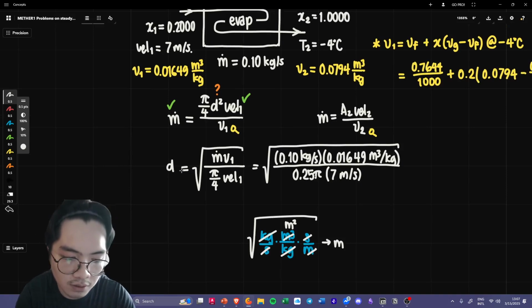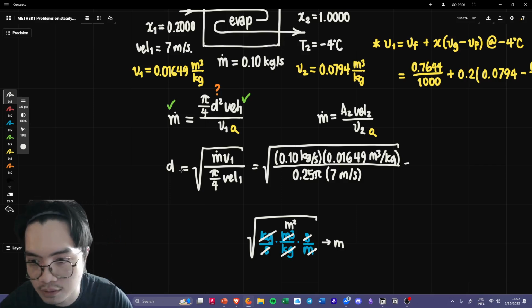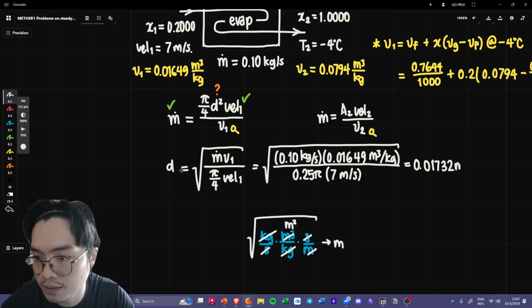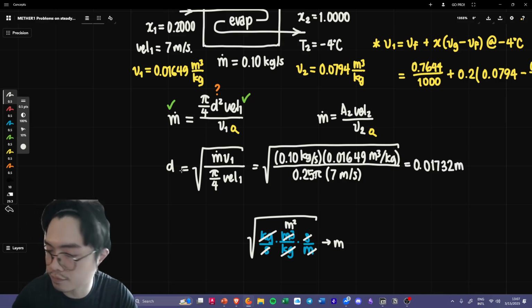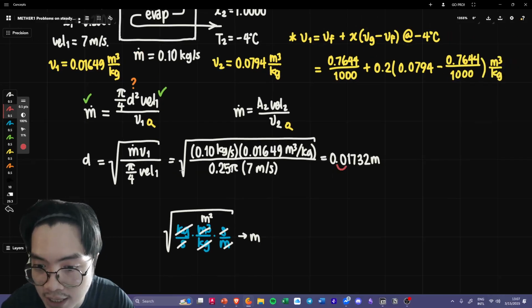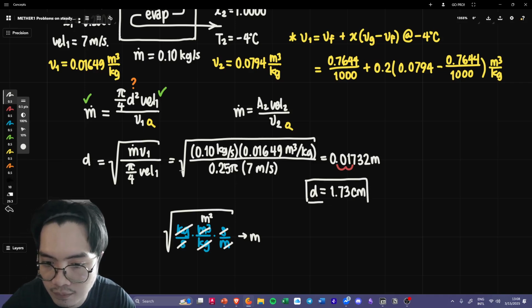Now we put all of this into our calculator. Square root of 0.1 times 0.01649 all over 0.25 pi times 7. That will give us a value of 0.017319 or 32 meters. And I'm putting a lot of decimal places because I know that it should be in cm. So if it's in cm, we go 1, 2, our diameter is 1.73 centimeters. There you go.